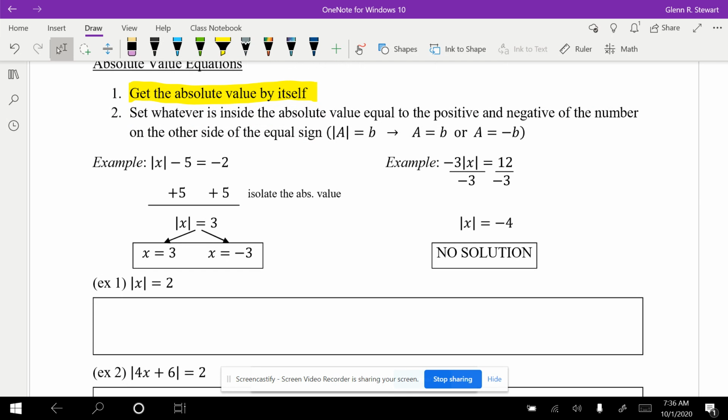Take a look at example number 2 there. If you get down to where absolute value is equal to a negative number before you split it up, there's no solution, because absolute value of any number is always going to be positive, never negative.